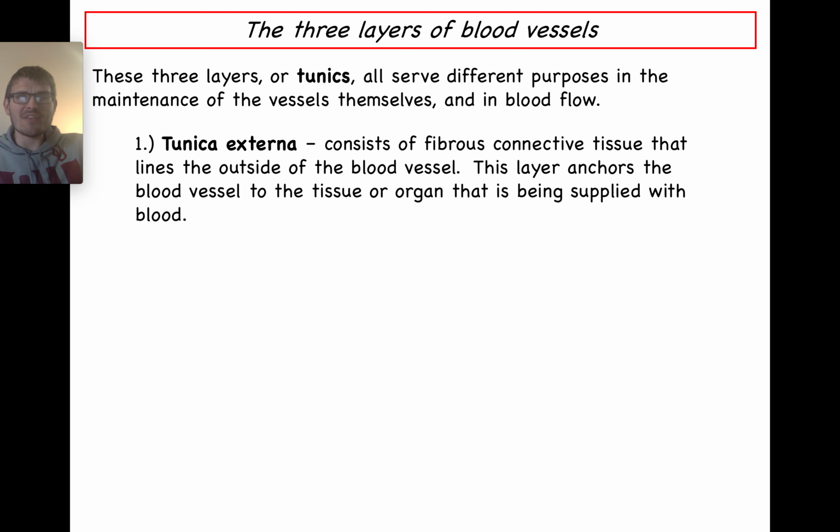So basically, this is just a layer of fibrous connective tissue that is the outermost coating of the blood vessel itself. More or less, what this is here to do is to connect the blood vessel to the underlying extracellular fluid and extracellular matrix to make sure that we anchor it down in place as part of the tissue or organ that it is supplying blood to.